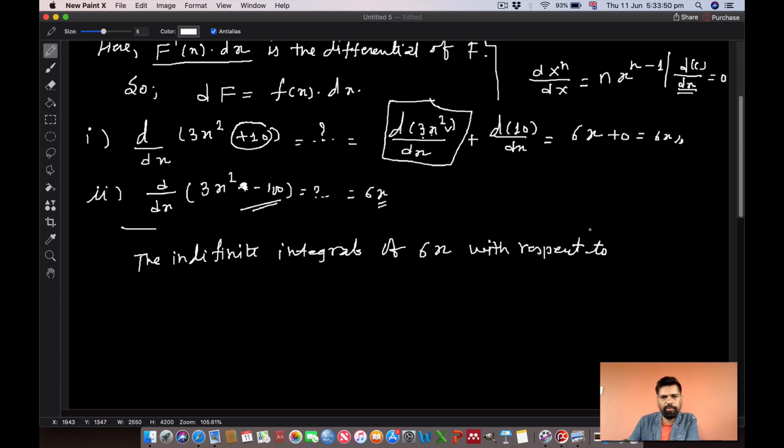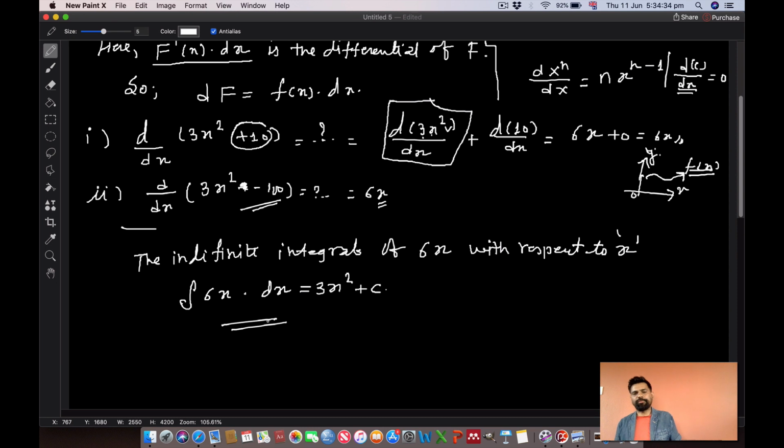What variable did we take here? With respect to x, because in calculus we have two variables according to our course curriculum. This is the x variable, this is the y variable. And the function we say is f(x), the function curve. So 6x with respect to x we can mathematically represent with the indefinite integral symbol: integral of 6x dx is equal to 3x square plus c.